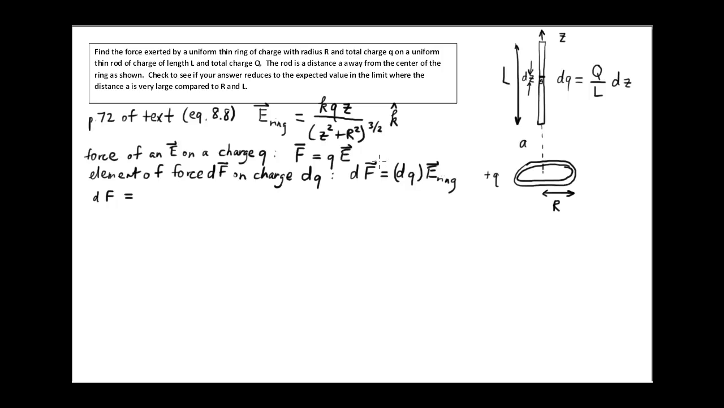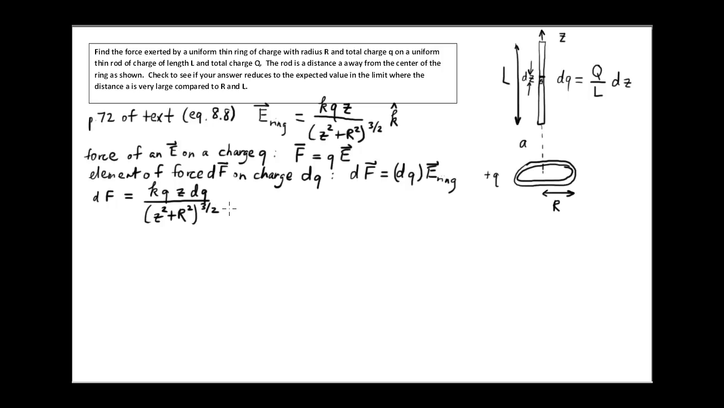And I'm going to drop the vector signs because the electric field is along the z-axis, and if the rod is positive, then the force is also along the z-axis. So all of these contributions to the total force will be along the z-axis. So this is simply then k Q z dq, that's what's in the numerator when I multiply the field times dq, divided by z squared plus r squared to the 3/2.